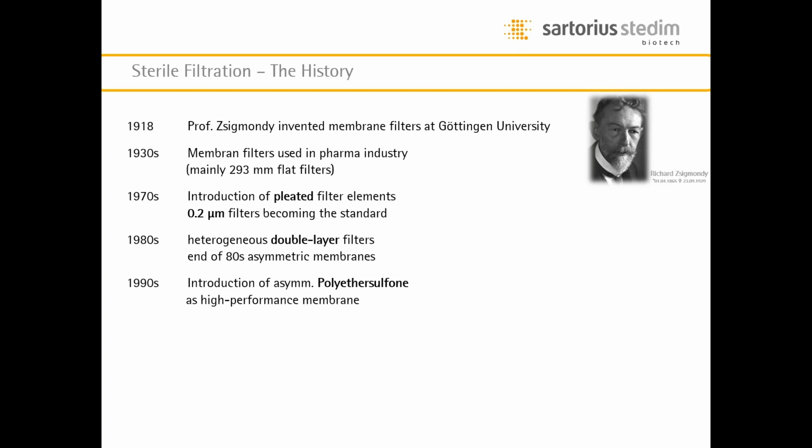In the 90s, the asymmetric polyether sulfone material was introduced into the market as a high performance membrane. That is currently the state-of-the-art filter material when we talk about sterilizing grade filters, but also about pre-filters. All the latest product launches in filtration are based on polyether sulfone membrane material. In the 2000s, there were some new pore size combinations showing that the pre-filter porosity has a tremendous impact on the overall performance of the filter. There will be some data on this later during this talk.